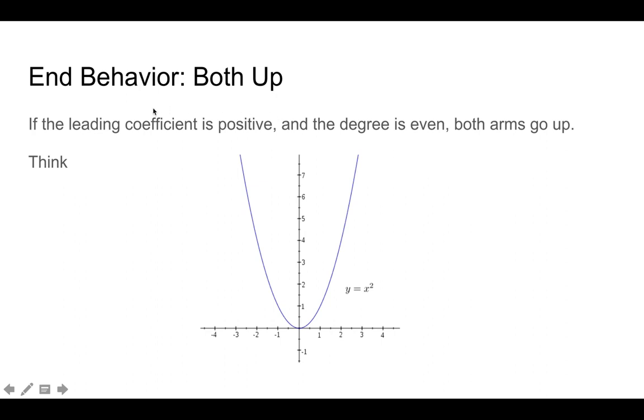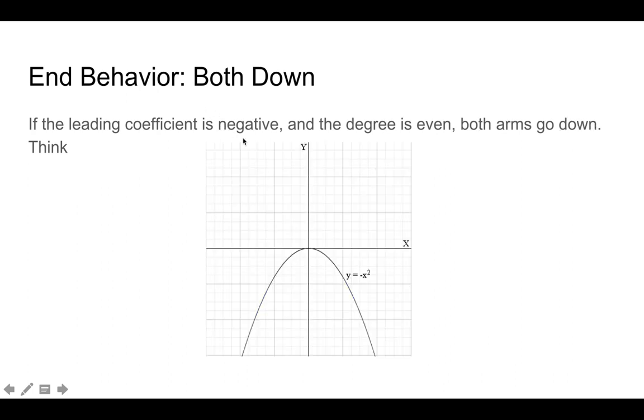Here's our first possibility. If the leading coefficient's positive and we have even degree, both arms will go up. Every even-degreed polynomial kind of looks like x squared with some extra wiggles in the middle. X squared is a perfectly good polynomial. So positive leading coefficient with even degree, both arms will go up. If we have a negative leading coefficient, we just take that guy and flip it over. Both arms will go down.